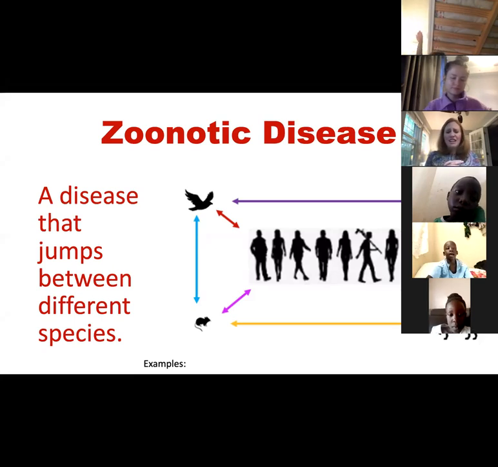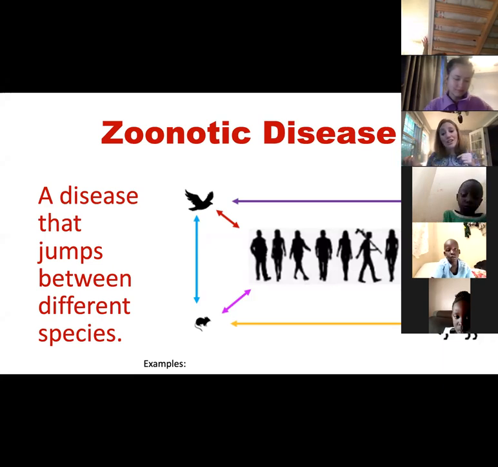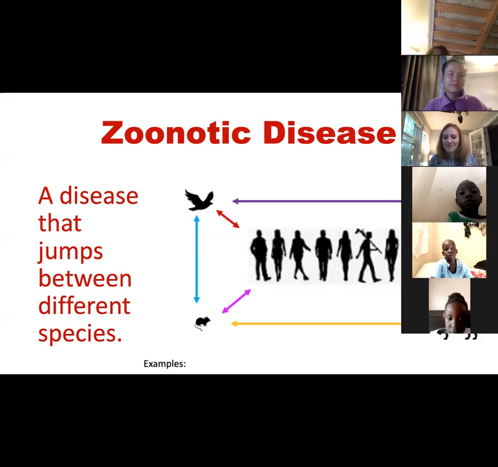And if they sneeze or pee or poop and that material gets to another species, then it can increase the chance of sharing those germs. And people are walking around there, so it can share to people too. Good example. Who can give me another example of a zoonotic disease? Maya, do you have one?